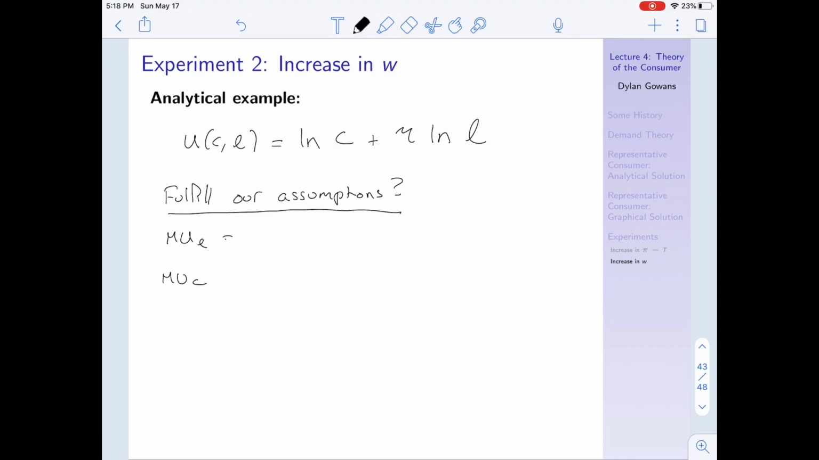Well, the marginal utility of leisure is just going to be the derivative of utility with respect to leisure. So it's eta over L. And of course, that's positive. Marginal utility of consumption, again, is just the derivative of the utility function with respect to consumption. It's 1 over C. It's positive. So therefore, this is a check mark. More is better.